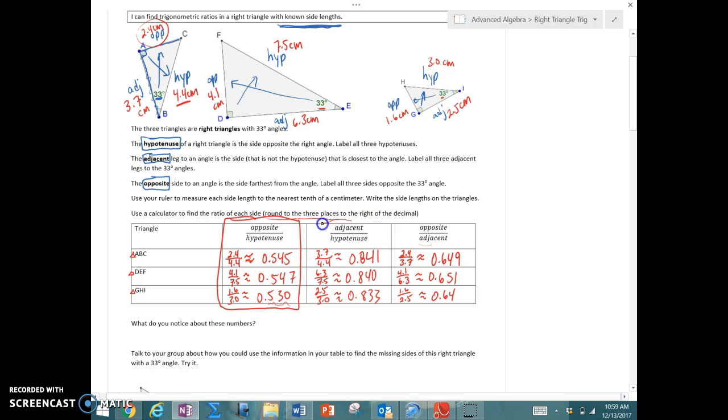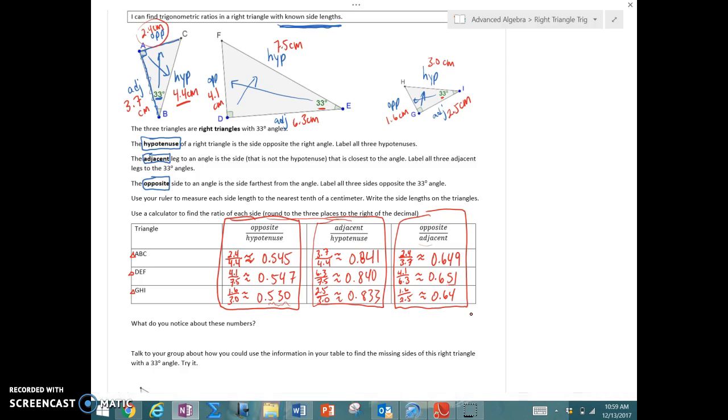We can see the same is true for adjacent over hypotenuse. When I divided all three of those, if I round these all to the nearest tenth, I get 0.8. And the same thing happened in the third column. Again, if I rounded them to the nearest tenth, I get 0.6. I guess I'd get 0.7 for that second one. But you can see they're very, very close. And that's not a coincidence.